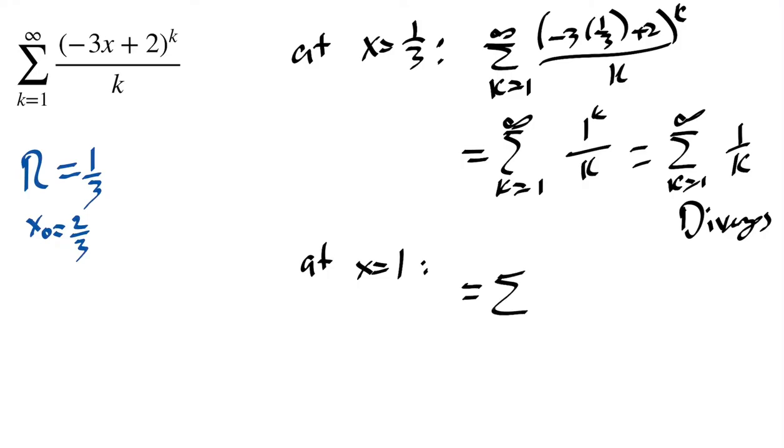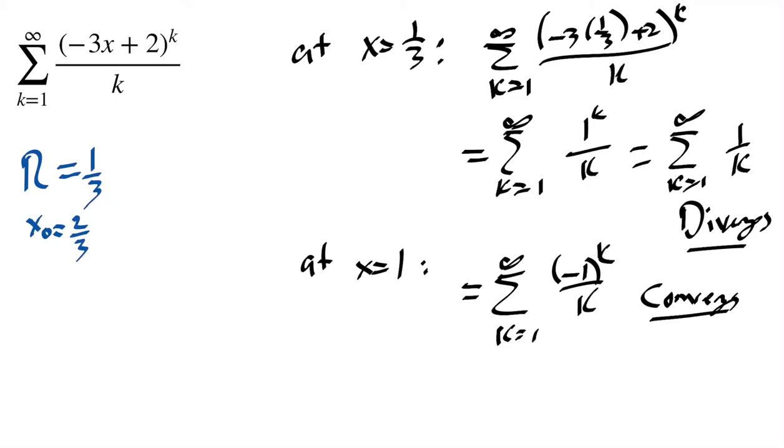But what happens at x equals 1? At x equals 1, we get a lot of the same things. Let me cut straight to the end here. So we put a positive 1 in, and we get negative 1 to the k over k as k goes from 1 to infinity. And what is that? Well, now that converges by the alternating series test.